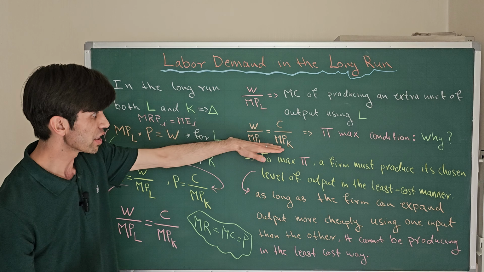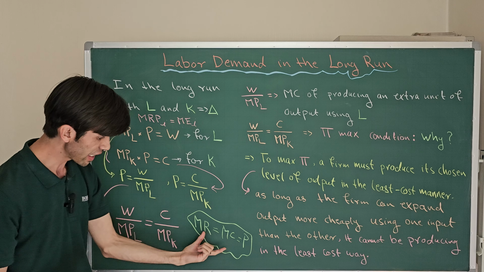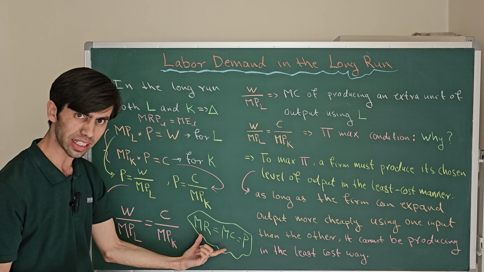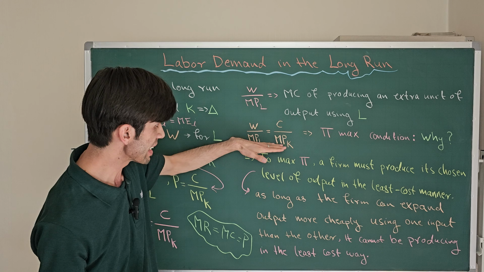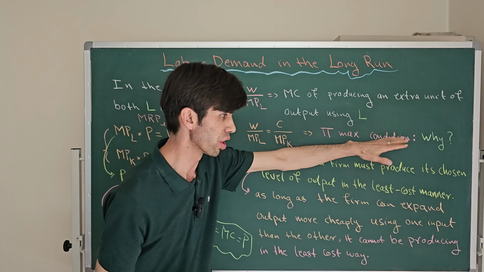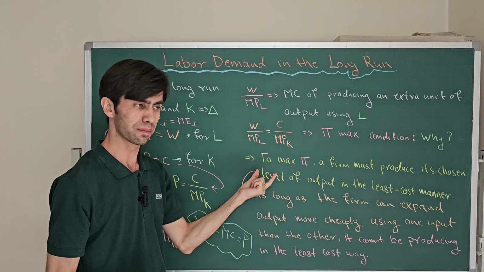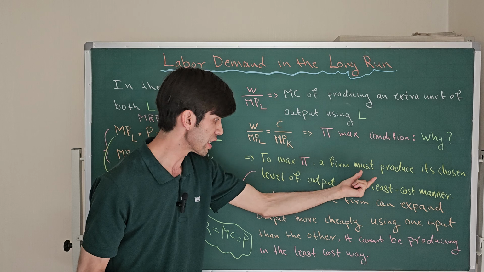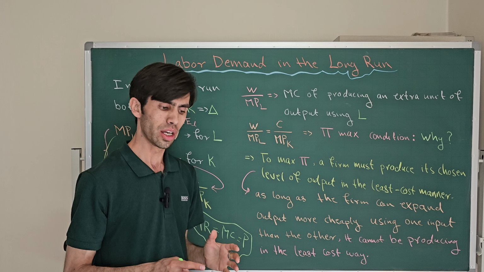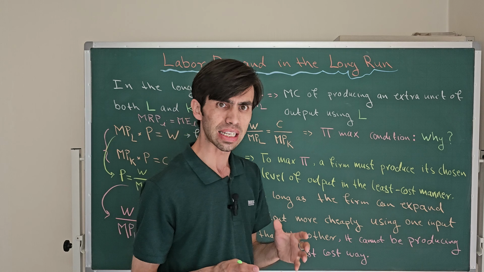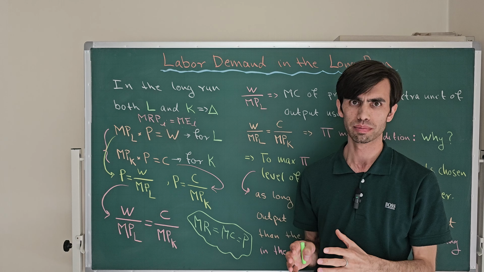When this equality does not hold, it means one of them is not equal to the price, so this equality will not hold. So why is this the case for the profit maximization condition? What is the reason? The reason is that to maximize profit, a firm must produce its chosen level of output in the least cost manner, because the firm maximizes its profit subject to cost minimization.